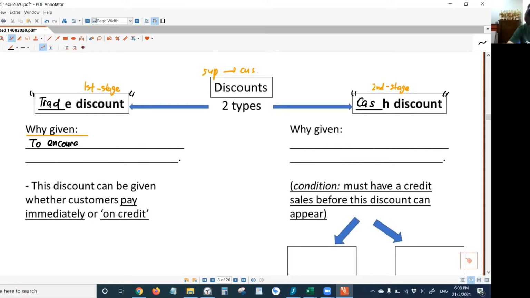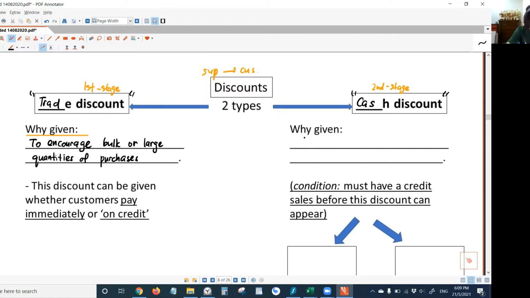To encourage bulk or large quantities of purchases. That means whenever customers buy more, then you would give this trade discount. Trade discount is very simple and straightforward. The more customers buy, then you give them trade discount.